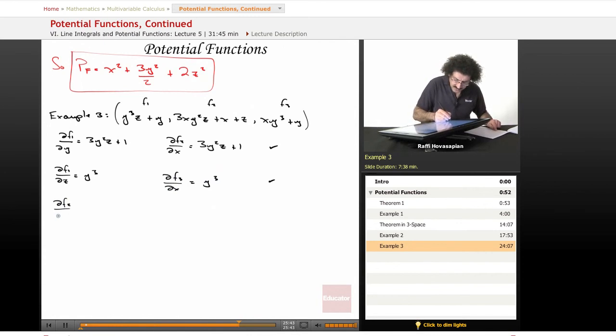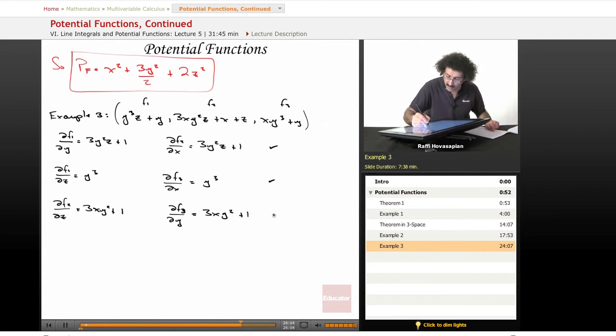If I take df2 with respect to z, I end up with 3xy squared plus 1. And if I take df3 with respect to y, I get the same thing, 3xy squared plus 1. And I hope that you are confirming this for me. I hope that I've done it right.